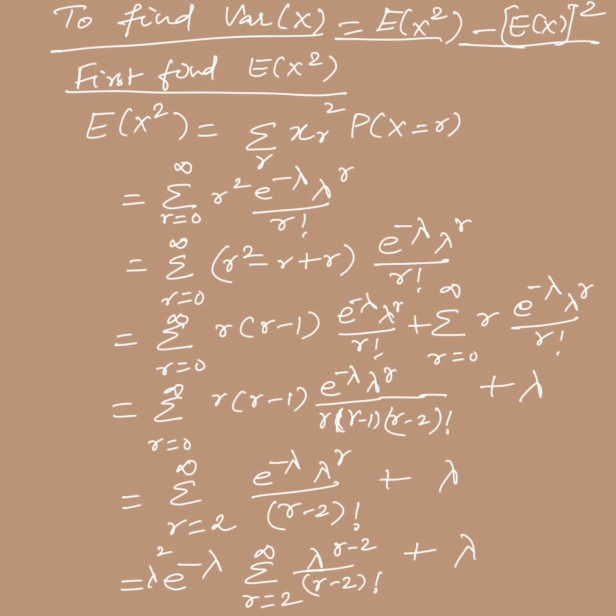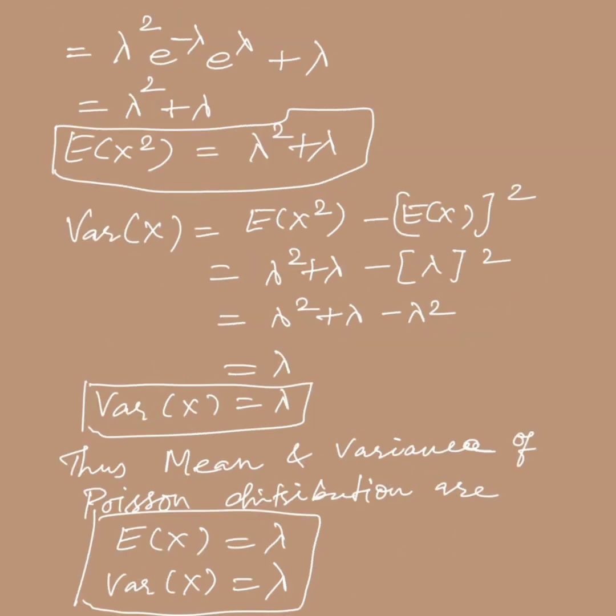The balance sigma is 2 to infinity lambda power r minus 2 by r minus 2 factorial, plus lambda. This is e power lambda. The total sigma term is e power lambda, with lambda square and e power minus lambda outside. Cancelling e power minus lambda and e power lambda, we get 1. So lambda square plus lambda is the value of E of x square. For the variance calculation, we use this term and E of x the whole square: E of x square minus E of x the whole square, which is lambda square plus lambda minus lambda the whole square. Cancelling the lambda squares, we get lambda for the variance. So mean as well as variance are both lambda for the Poisson distribution.